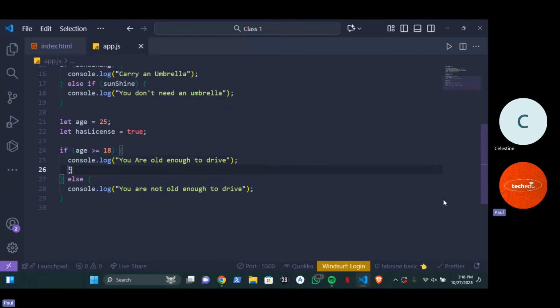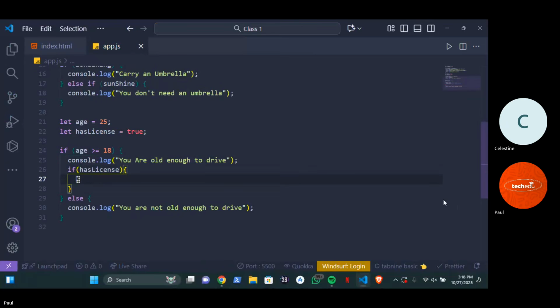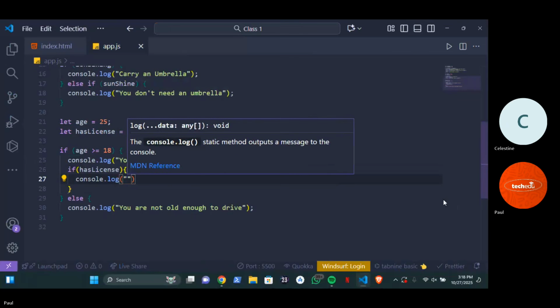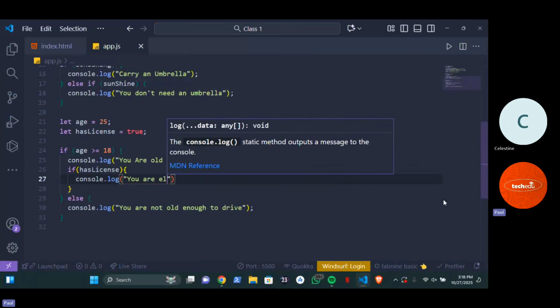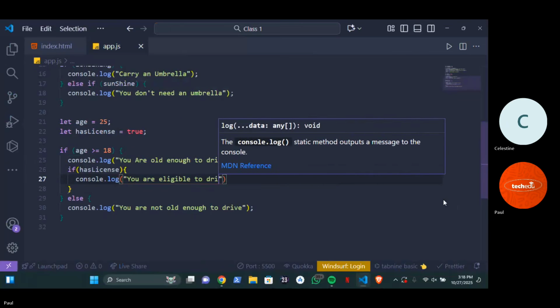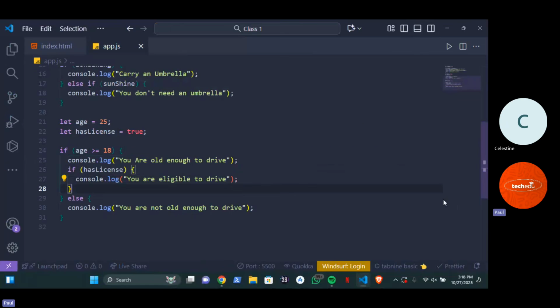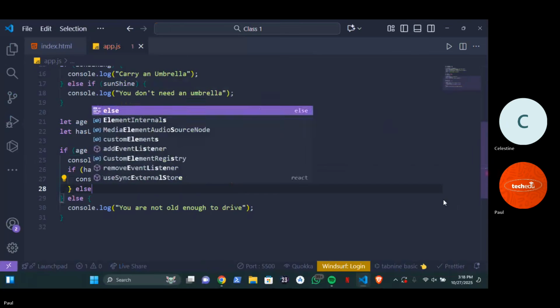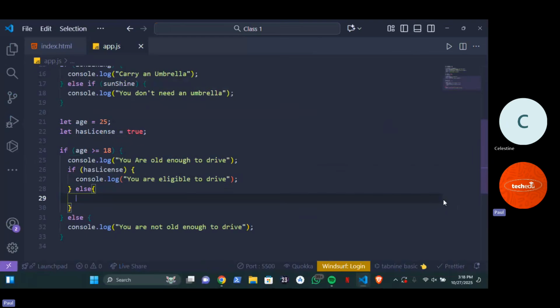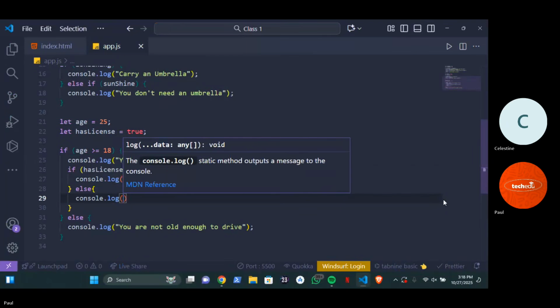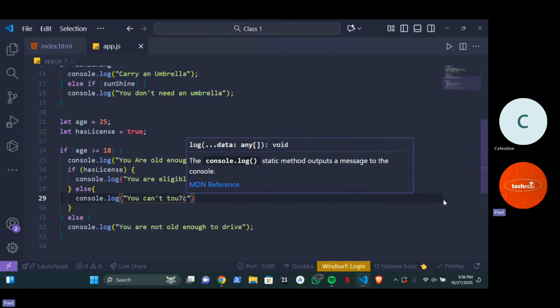So we can now check if license. What do you want? Console.log: You are eligible to drive. Else, console.log: You can't touch the wheel.